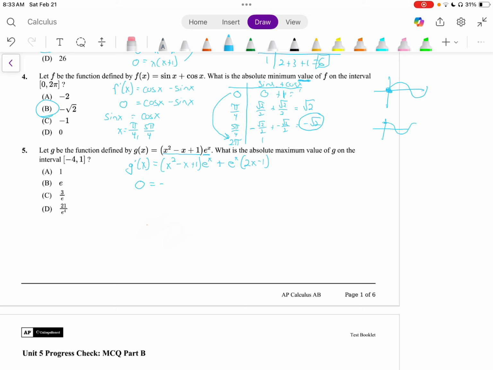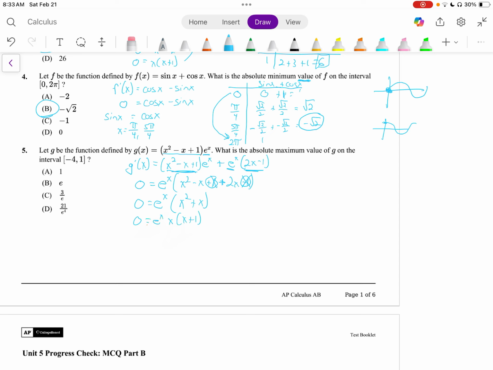What's interesting is here we can factor out e to the x, and we're left with x squared minus x plus 1, plus 2x minus 1, which makes things fairly nice here. So e to the x times x squared, we have some like terms in here, so the positive 1 and negative 1 become 0, and so we have x squared plus x. And that factors just a little bit more.